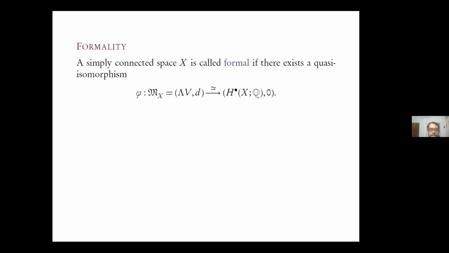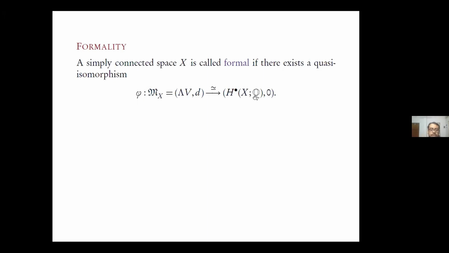So I want to talk a little bit about formality. So what do I mean by formality? Here it means something very specific. And one could probably say a lot about these things, but I'll stick to the context at hand. So a simply connected space X will be called formal if there exists a quasi-isomorphism from the minimal model of X to the rational cohomology ring of the space, which can be thought of as a CDGA, where you simply put the differential to be 0. So it's just your old CGA, commutative graded algebra.